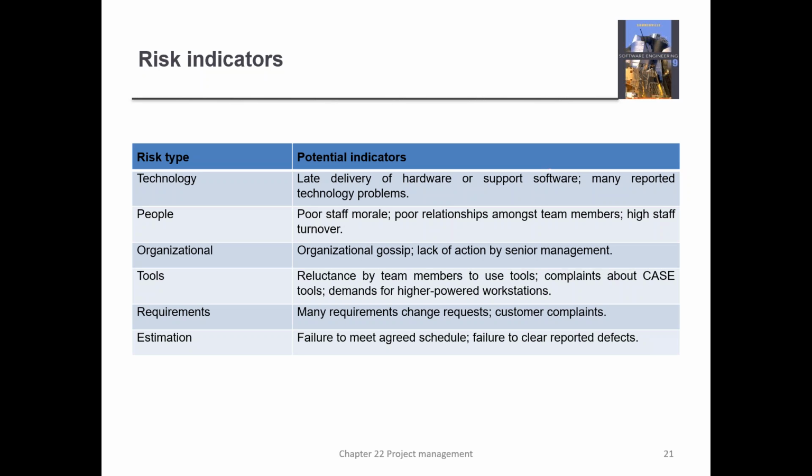For people risk now: poor staff morale, poor relationships amongst team members, high staff turnover. All right, so let's ignore the second and the third for now. Poor staff morale. That is the first thing that you should note in terms of people risk.